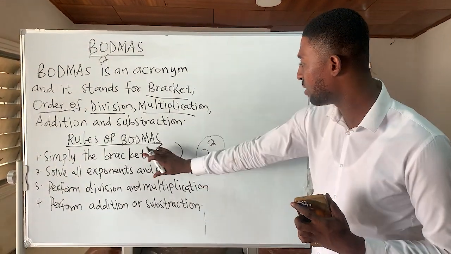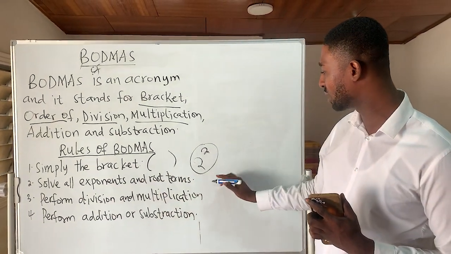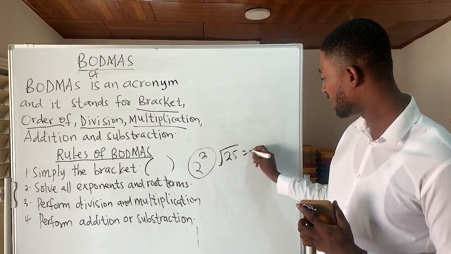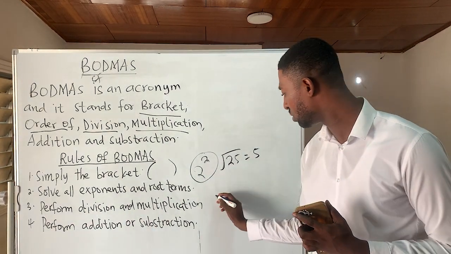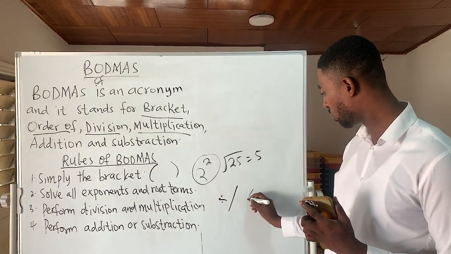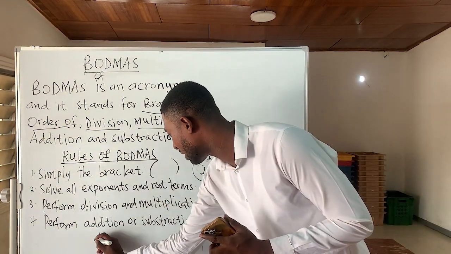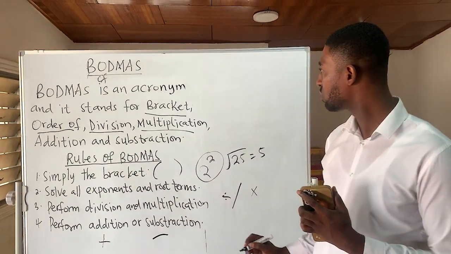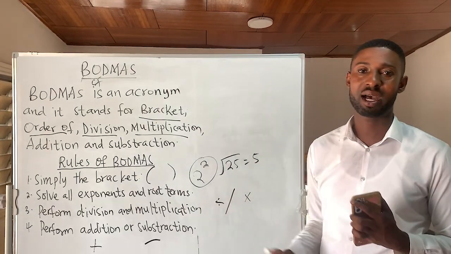So here, first you solve whatever is in the brackets. Then you solve all exponent and root terms. So if there's any root term like root of 25, it becomes 5. You solve this. Then you perform division and multiplication. So this is the division sign, then this is multiplication. Then lastly, you perform addition, which is plus, then subtraction. So let's quickly take one question and apply BODMAS in solving it.